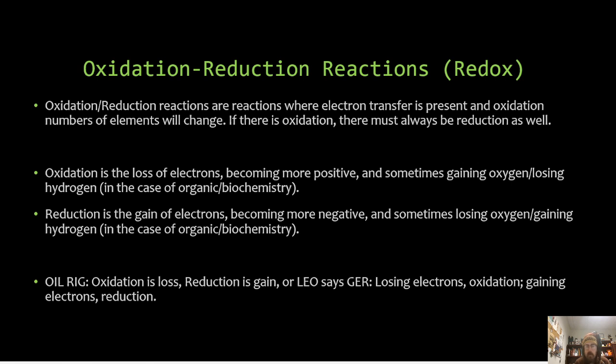Now, one way to remember this is OIL RIG. Oxidation is loss, reduction is gain. But another one is LEO the lion says GER. Losing electrons is oxidation and gaining electrons is reduction.